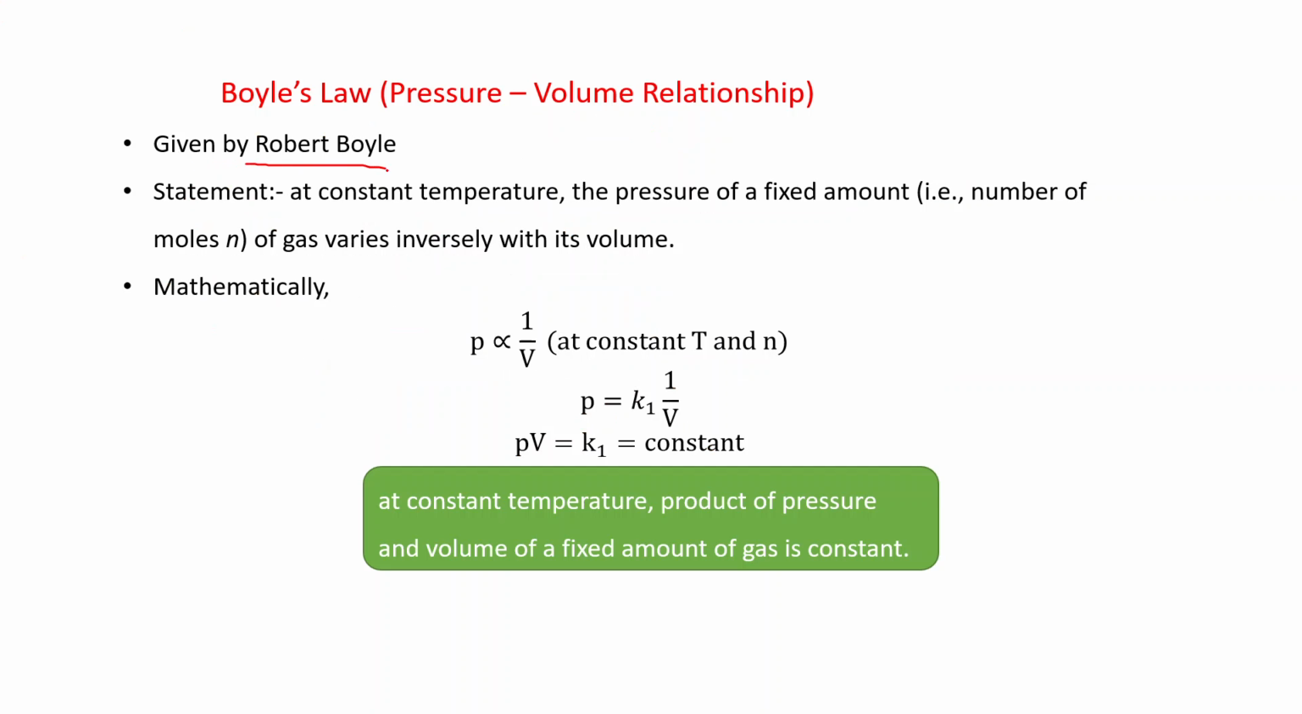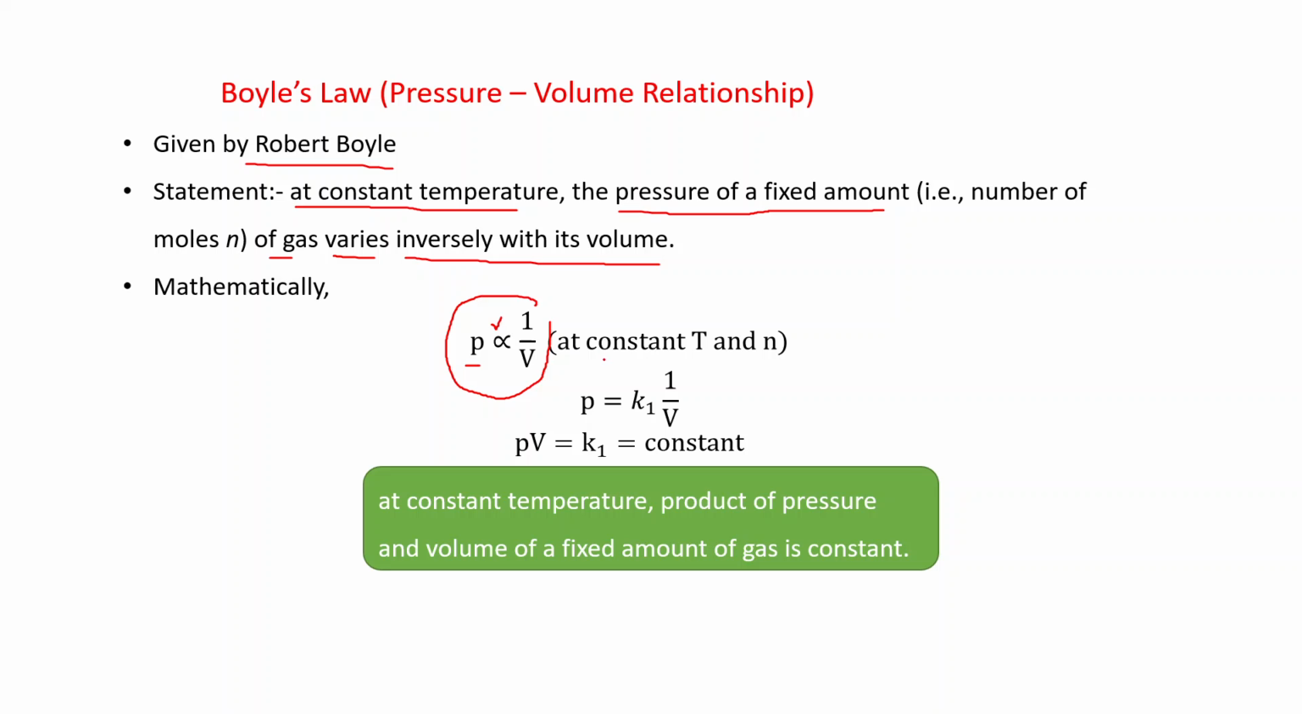It was given by Robert Boyle, and its statement is: at constant temperature, the pressure of a fixed amount of a gas varies inversely with its volume. We can say if temperature and amount of gas are constant, then pressure is inversely proportional to volume. Mathematically, we can write P ∝ 1/V. According to this, pressure is inversely proportional to volume, or we can also say pressure is directly related to 1/V.